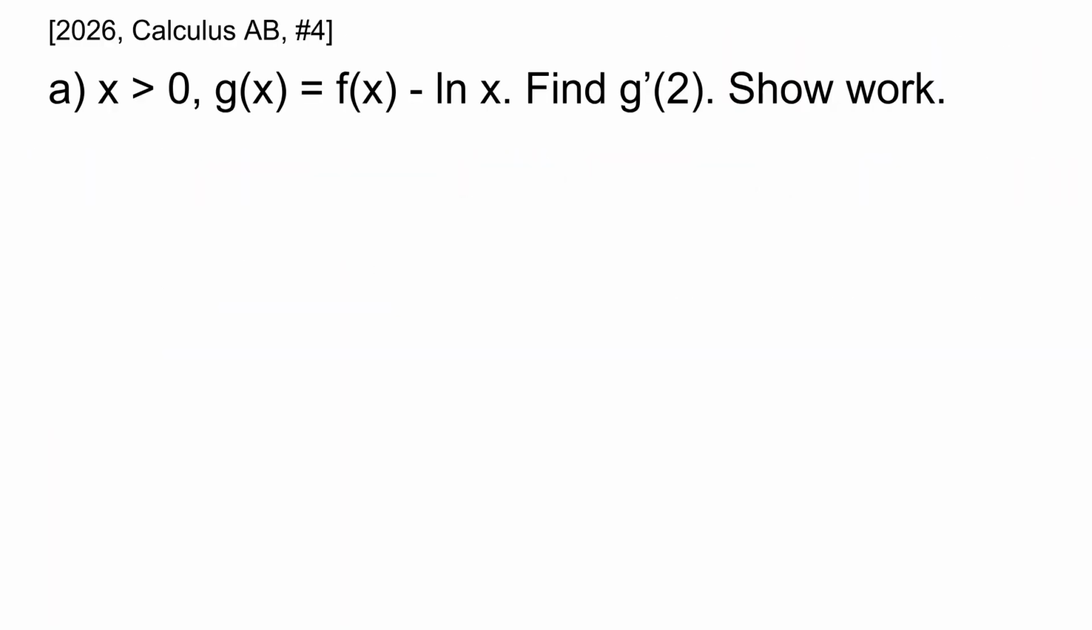In part A of this question, for x greater than 0, the function g is defined as f of x minus the natural log of x. We are asked to find g prime of 2 and show our work doing so. Now, based on the definition of g, g prime of x would be f prime of x minus 1 over x, which means that g prime of 2 would be f prime of 2 minus 1 half.